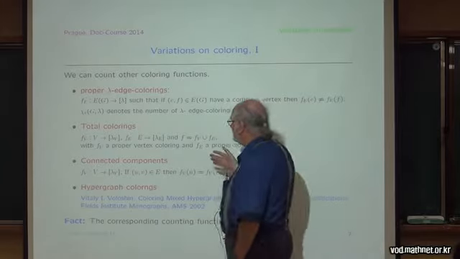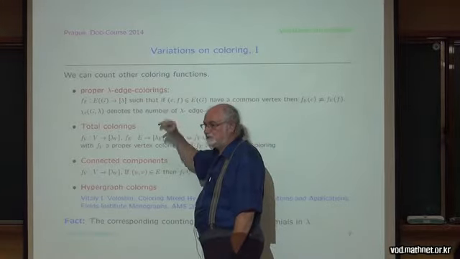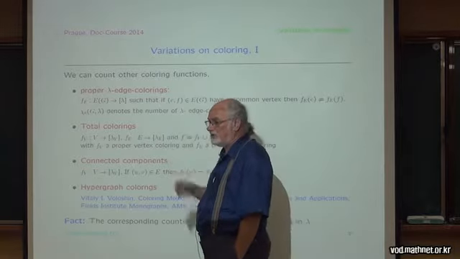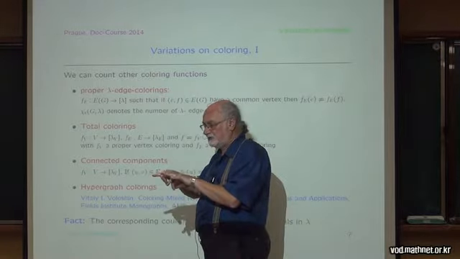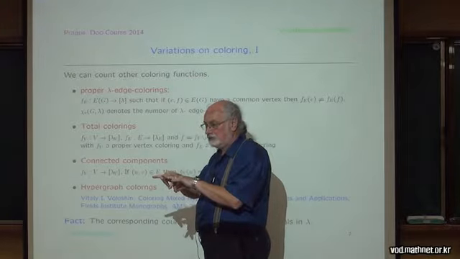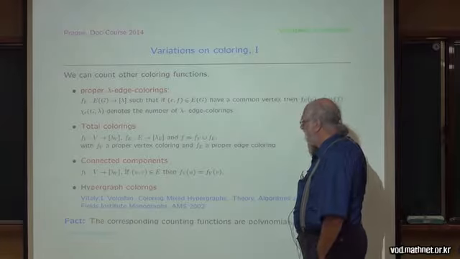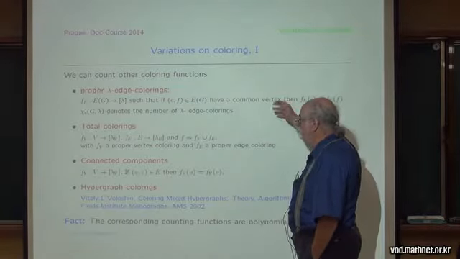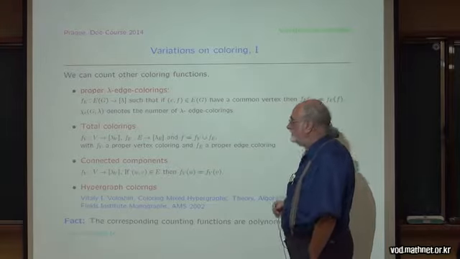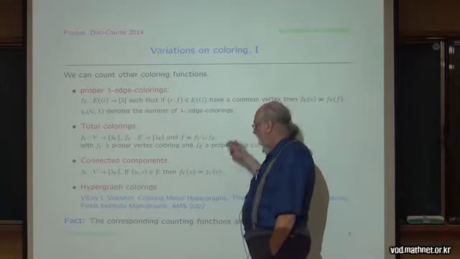So obviously you can look at edge colorings, which is to say you color edges instead of vertices, and they are proper if two edges have different colors when they have a point in common. Now this we'll see is rather easy to see that this is also polynomial because the edge colorings is the same as the vertex coloring of the line graph.